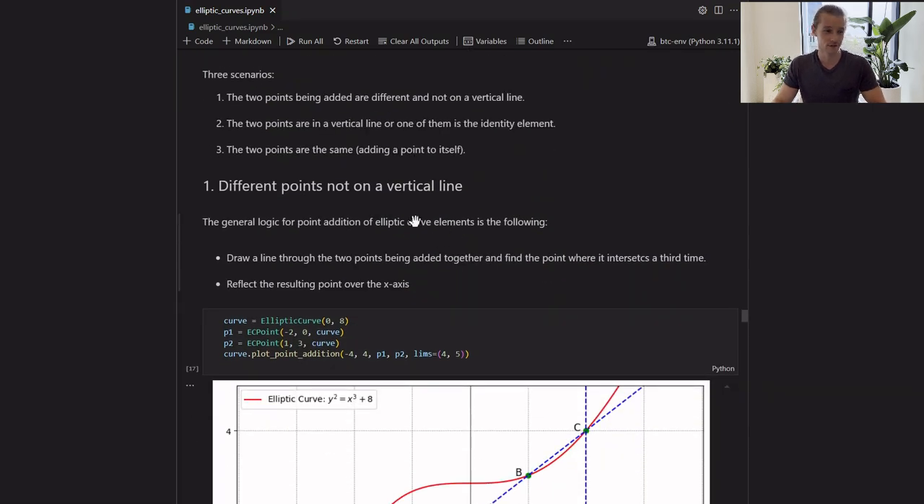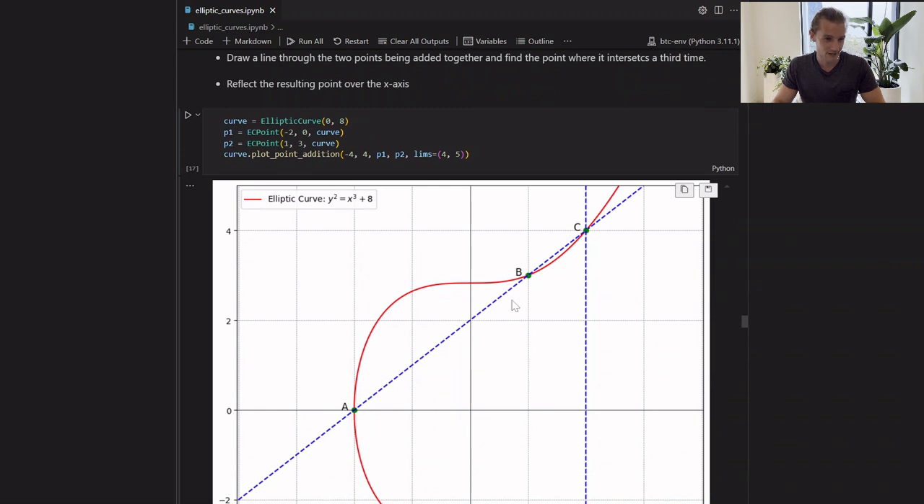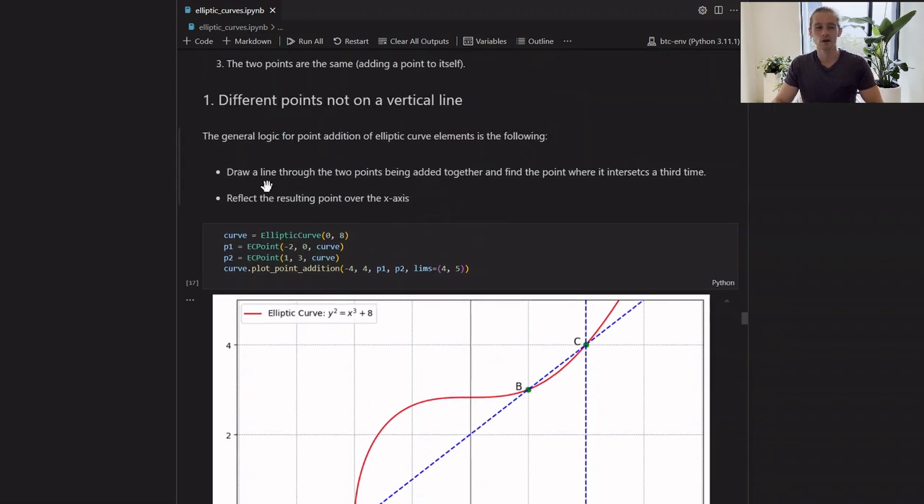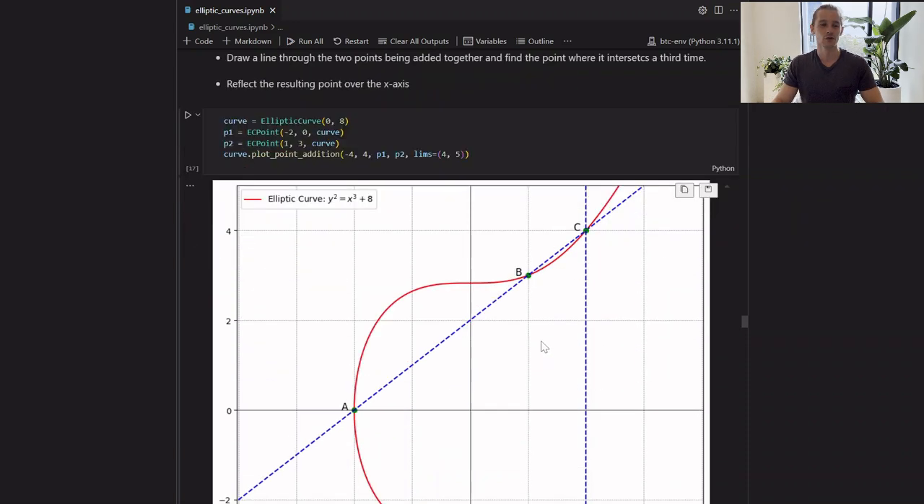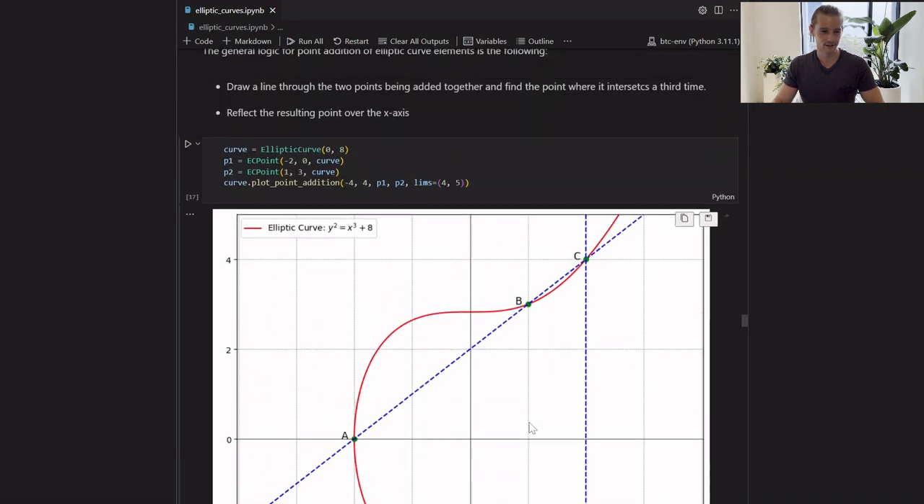Now let's look at the first scenario. You have 2 different points and they're not on a vertical line. Now the general logic for point addition of elliptic curve elements will always be the following. So first, if you have 2 points, in this case we're adding A and B, you draw a straight line through the 2 points being added together, and then you find the point where this straight line intersects a 3rd time, and then you reflect over the x-axis.